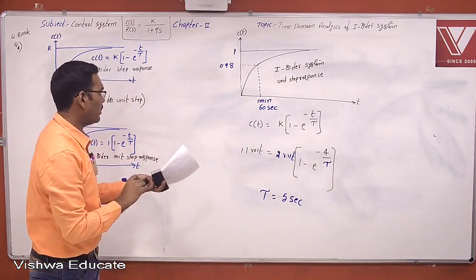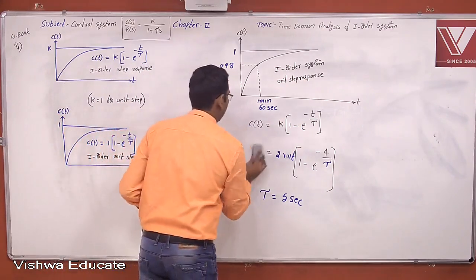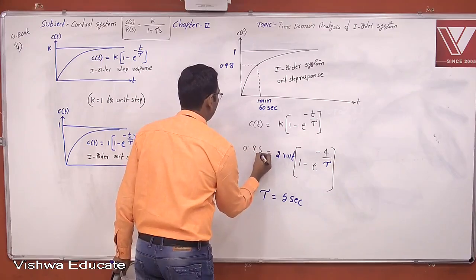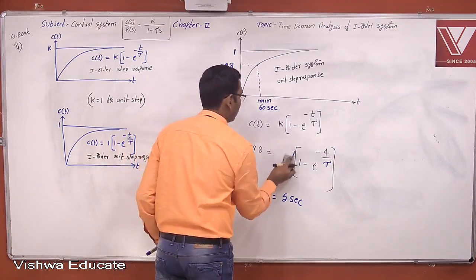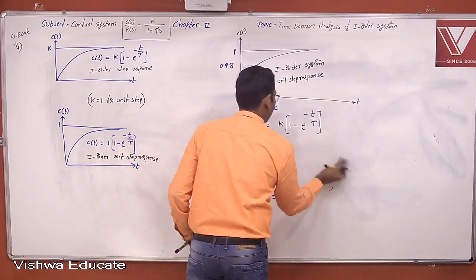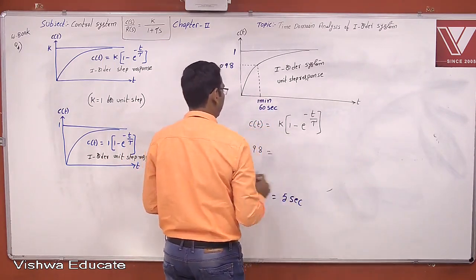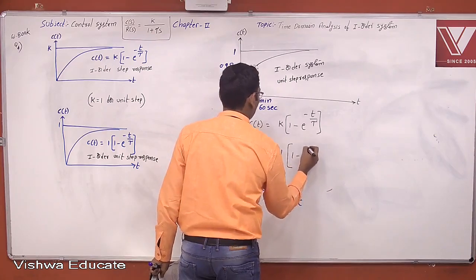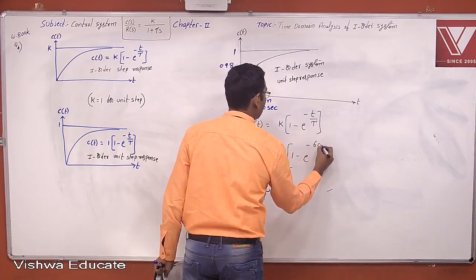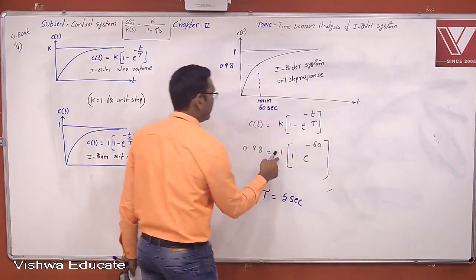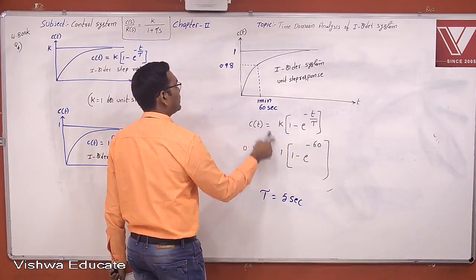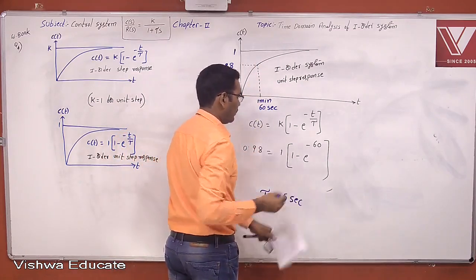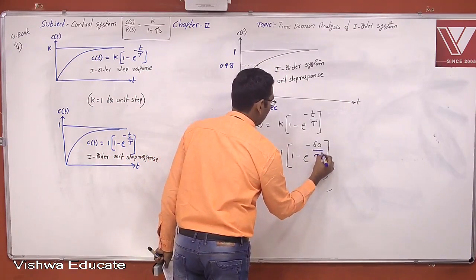The response will reach 98%, and it will take a time of 60 seconds. And finally the response reaches the steady state value of 1. And what should be the system time constant?